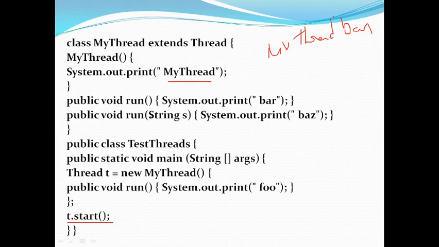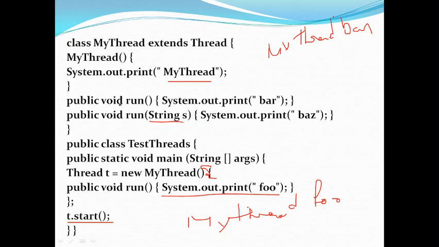Why? Because for the run method I am calling, I am not passing any parameter. It is the overload concept, and it is not "my thread bar". The output is "my thread foo". Why? Because here I am using an anonymous inner class. While creating the thread, Thread t = new MyThread() open the parenthesis, open the curly bracket, and within that I am defining the run method.